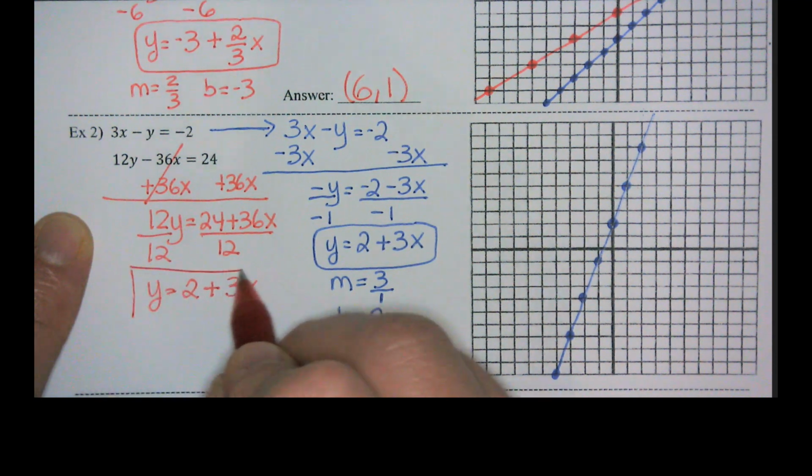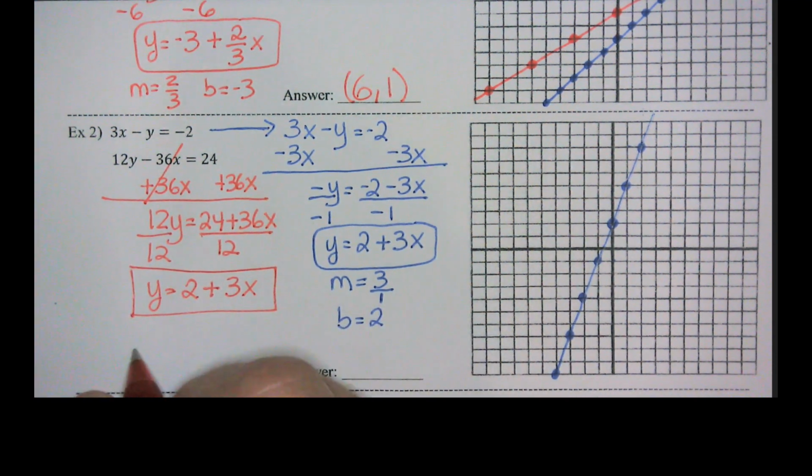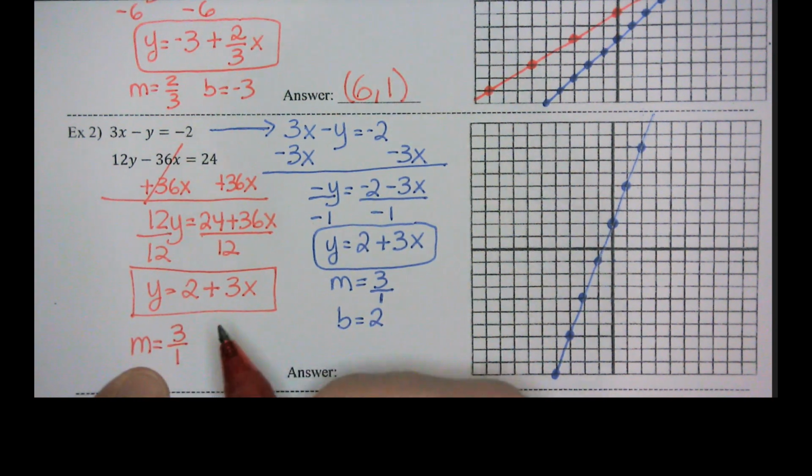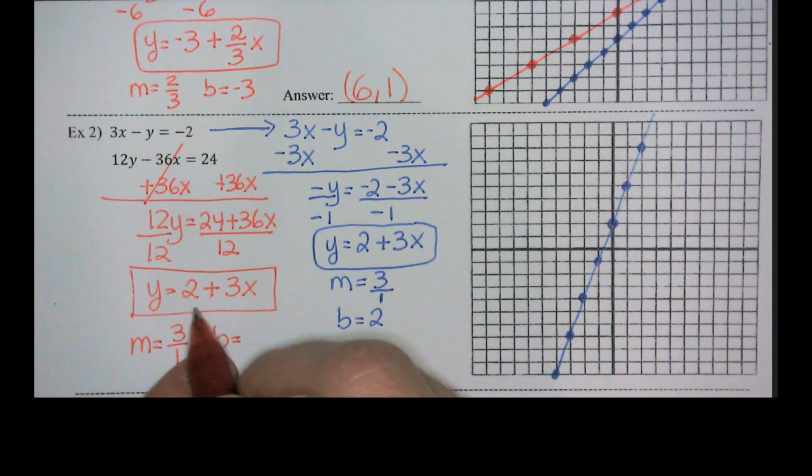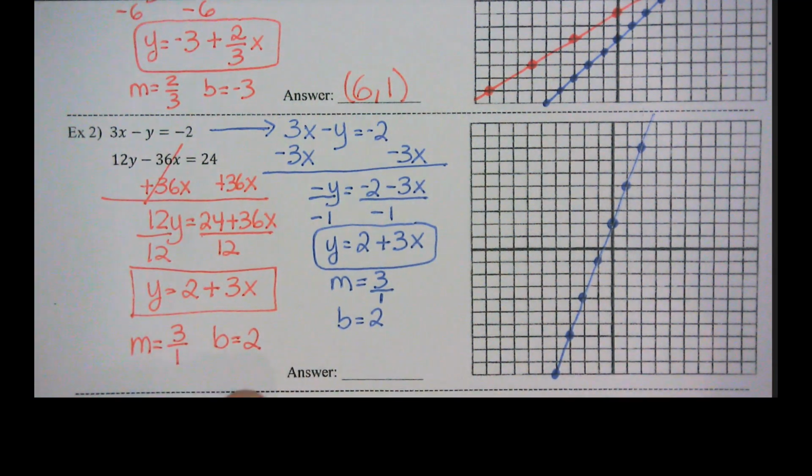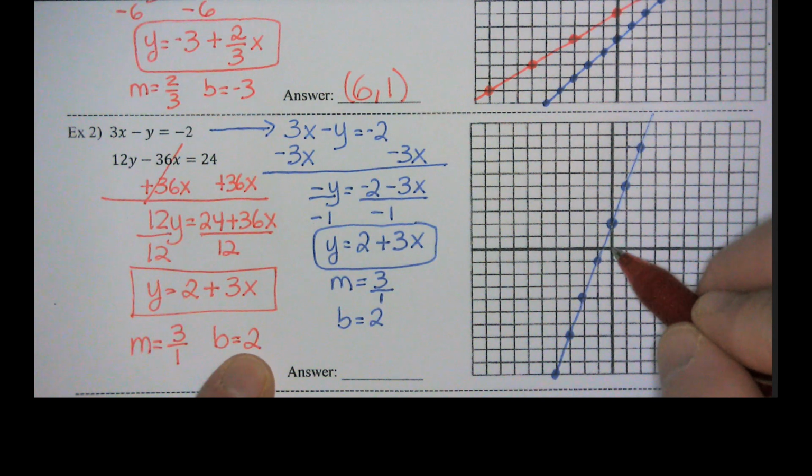So if you notice right there, I got the y alone, so I put a box. My slope is 3 over 1, because remember, slope is the number in front of the x, and the y-intercept, the letter b, is the number without x. And it so happened that I'm going to start at the same point, which is 2.